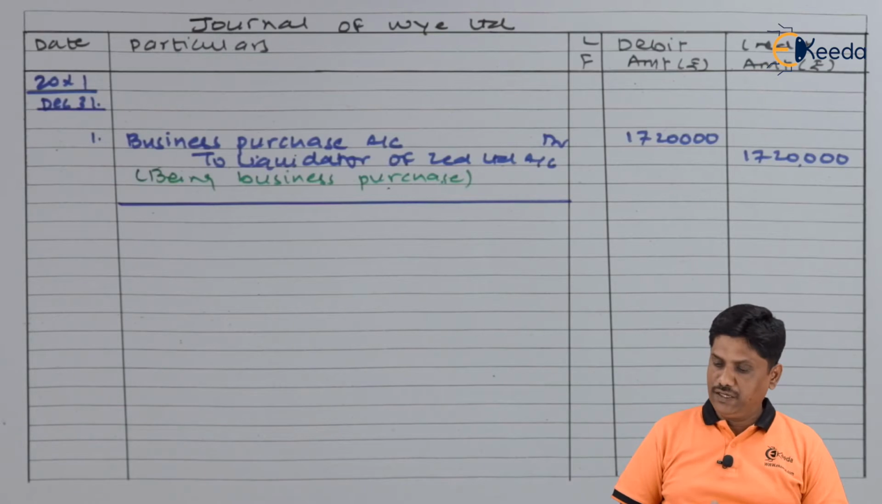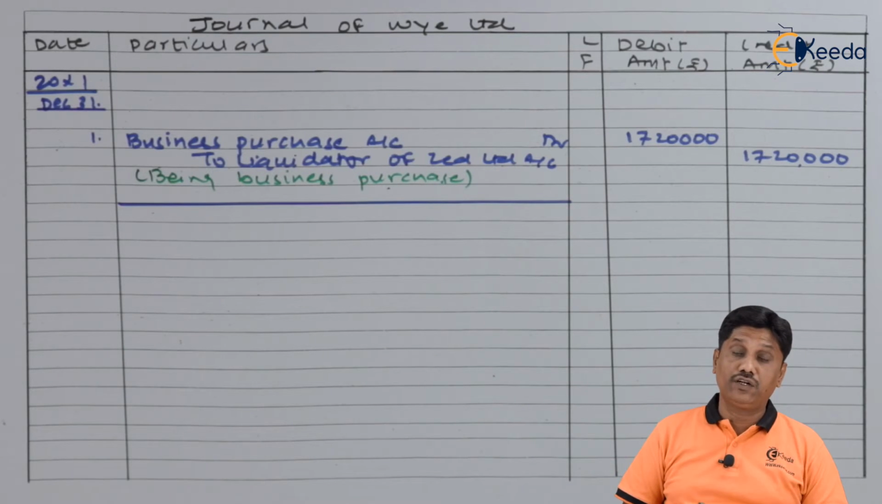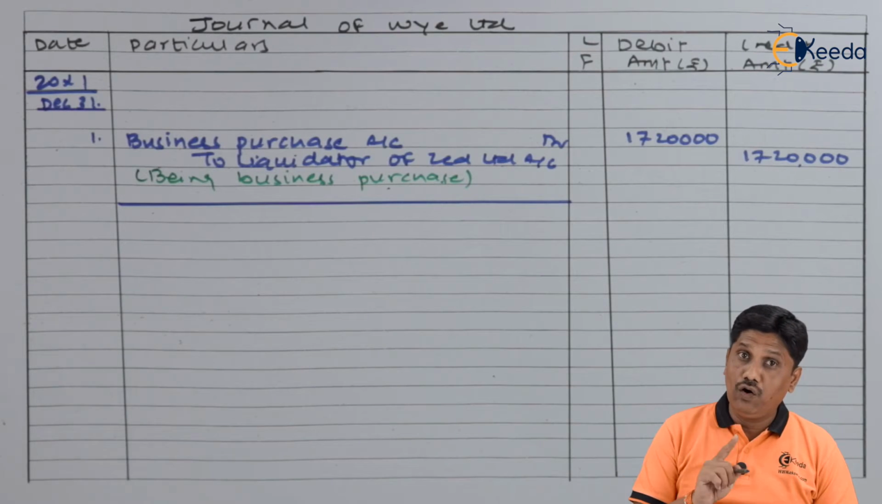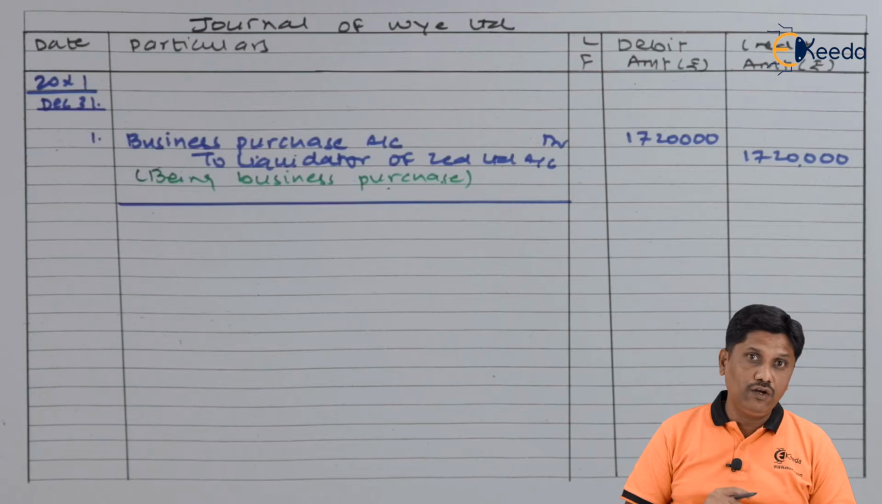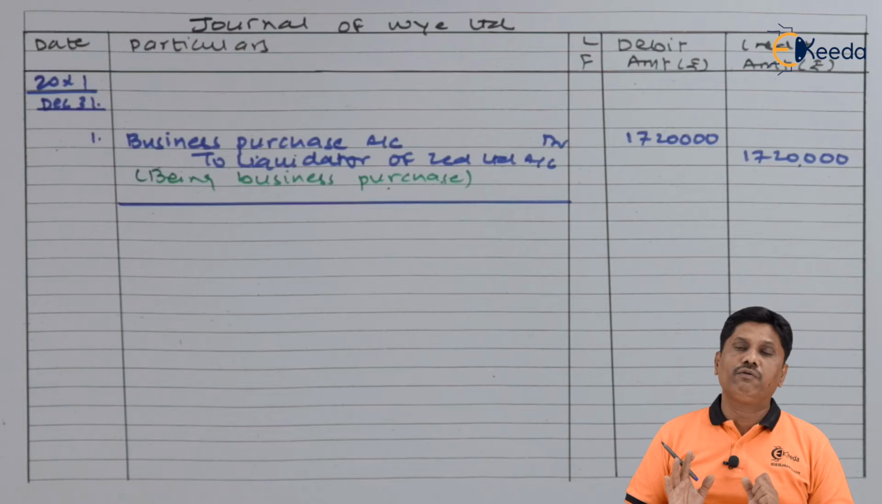Friends, first entry is done: business purchase account debit to liquidator of Z Limited. Second entry is to take over assets and liabilities. Be careful. Here I will take over all assets at their agreed values except goodwill. Goodwill or capital reserve will be a balancing figure. I will take all liabilities at settlement value. So I need to work out the settlement value also of the liabilities taken over. So let us go step by step, keeping our mind cool.